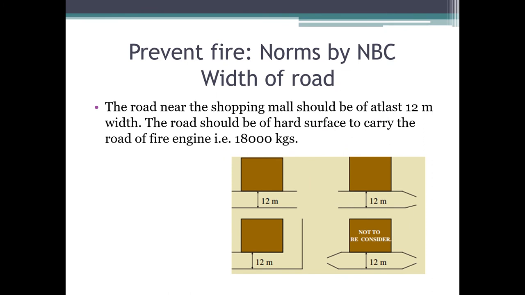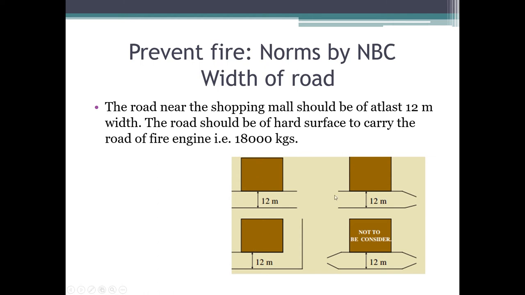So these are some norms again given by NBC, like the width of the road. For any building, there should be a minimum road width. Let's take the example of a shopping mall. If it's a shopping mall, then the road near it should be at least 12 meters in width, at least from a single side, as you can see in the first, second, third and fourth pictures.